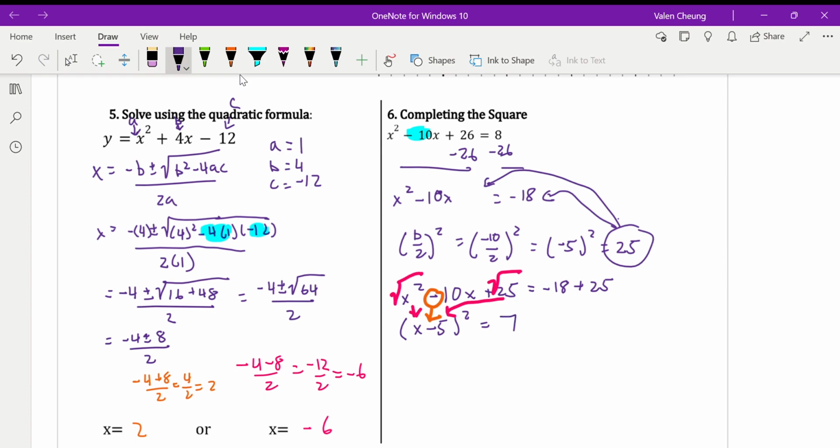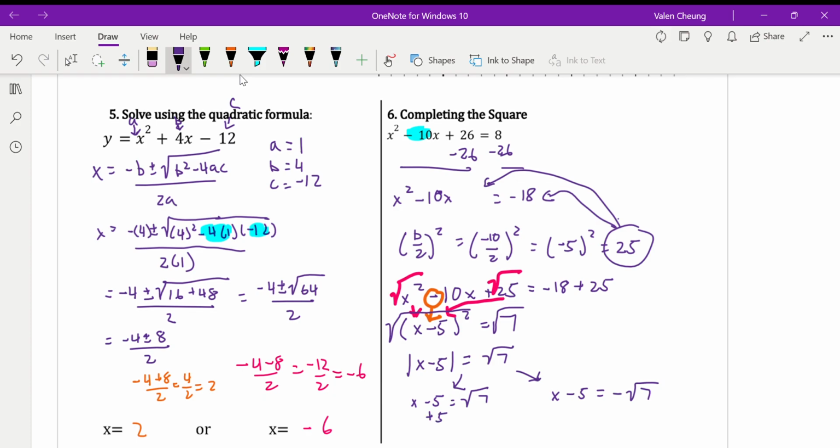So after that, the way that we're going to get rid of the square is to do the opposite, the inverse, which is to take the square root of both sides. That's going to give us the absolute value of x minus 5 equals the square root of 7. And now we can split into two equations. x minus 5 equals square root 7. x minus 5 equals negative square root 7. Make sure that negative is on the outside of your radical, please.